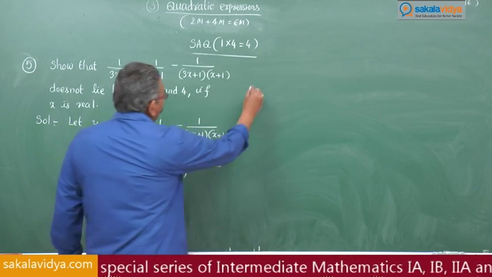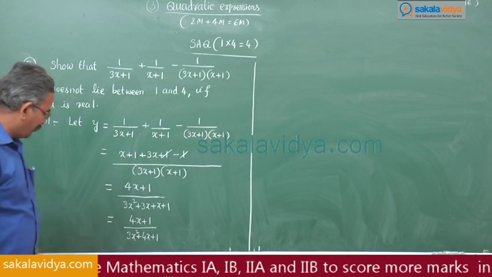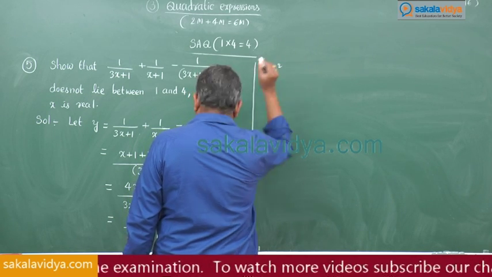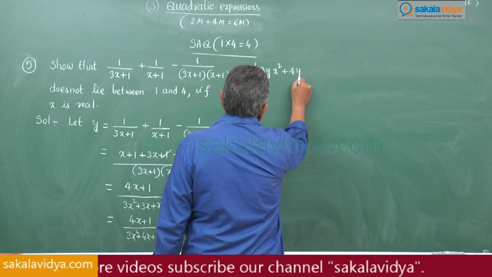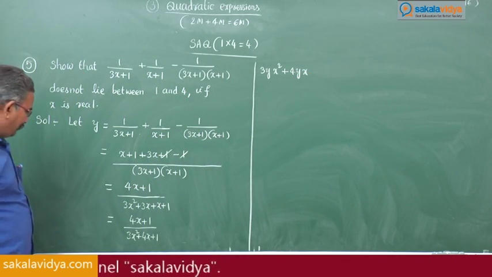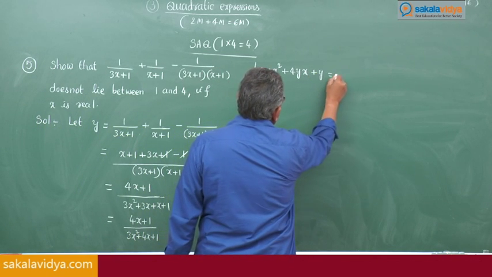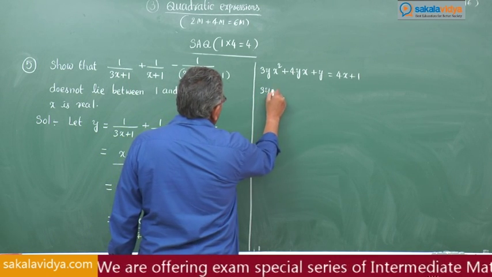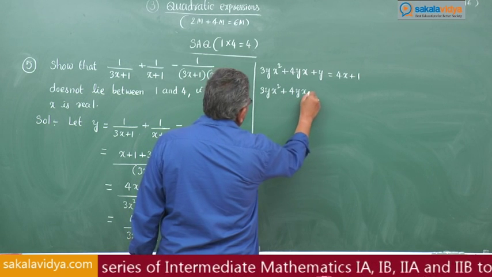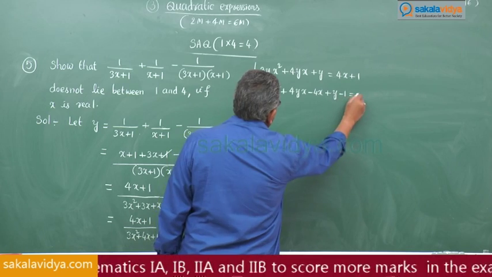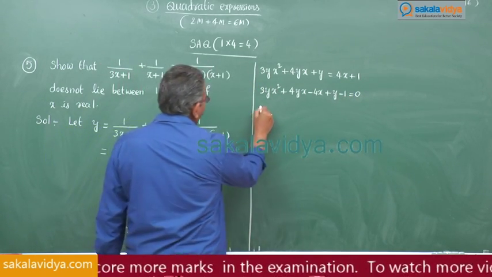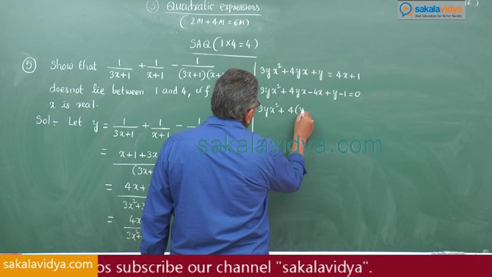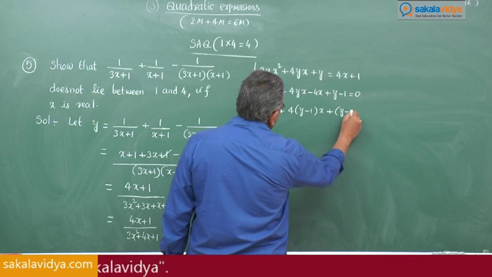Now cross multiplication. If you perform the cross multiplication, what do we get here? 3yx² + 4yx + y equal to 4x + 1. Bring these two terms this side. 3yx² + 4yx − 4x + y − 1 is equal to 0. So 3yx² + 4x common, 4(y−1)x + (y−1) is equal to 0.